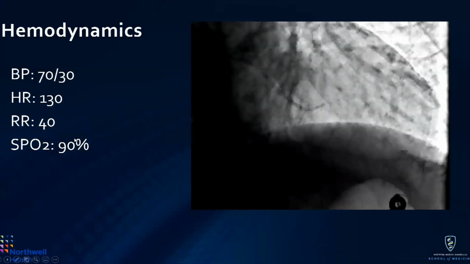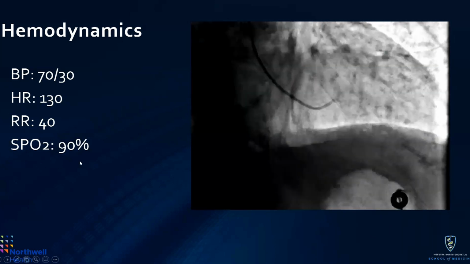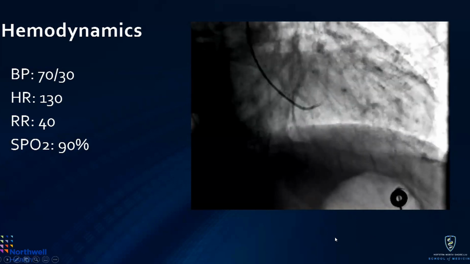These were his hemodynamics. His blood pressure was 70/30. His heart rate was 130. His respiratory rate was 40. He was saturating only 90% on a 100% non-rebreather face mask.